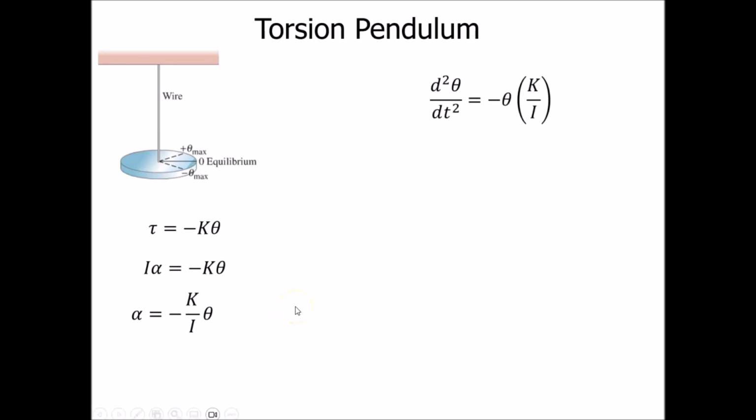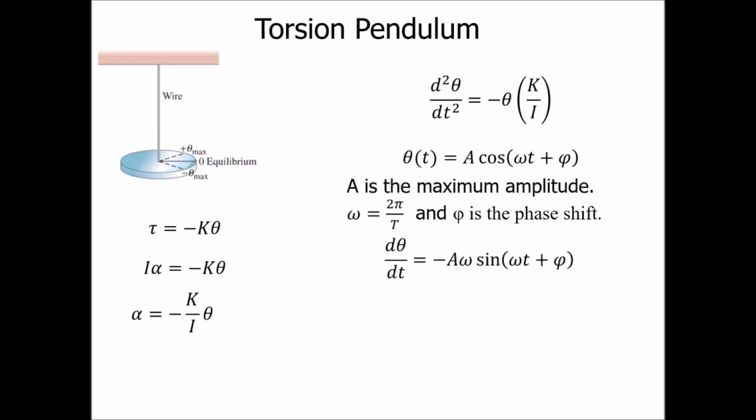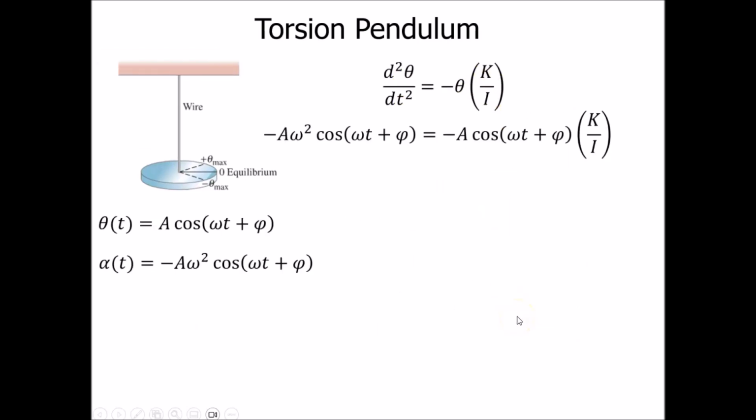Well, remember alpha is really the second derivative with respect to time of theta. And so the only functions that work this way are cosine and sine. So let's use our generic cosine function. Take the derivative of it, find the velocity. Take the derivative again and find the acceleration. Plug in for the acceleration and plug in for the displacement. I get the following. I can cancel quite a bit. I get omega squared is equal to k over I.